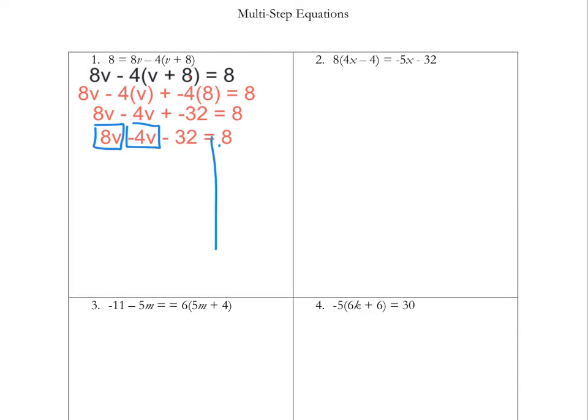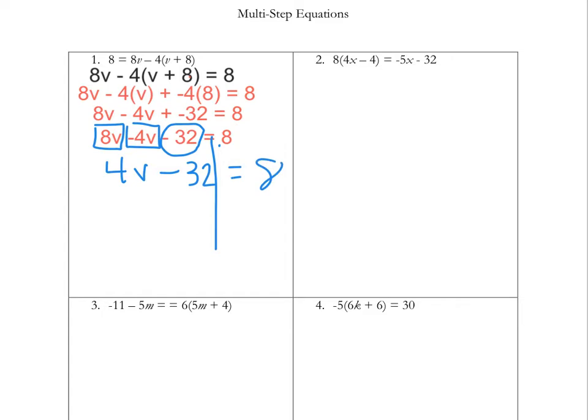Then I'm going to circle this minus 32 because that's my constant, all right? It doesn't have a variable v, so it's not a like term with the other two, all right? So 8v minus 4v gives us 4v. And then minus 32, that's all that I have, so I'm just going to put minus 32 and then equals 8. So now I've got this down to a two-step equation, all right?